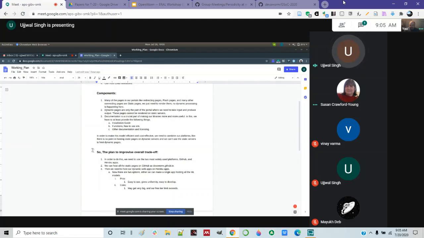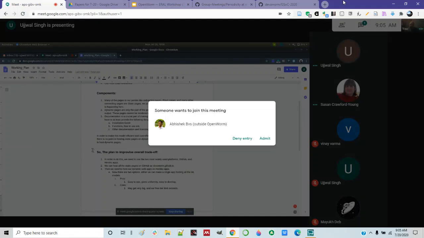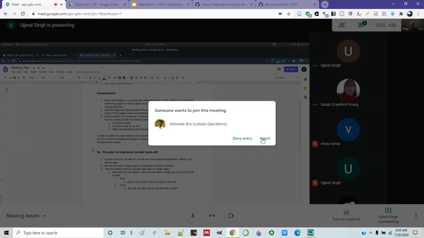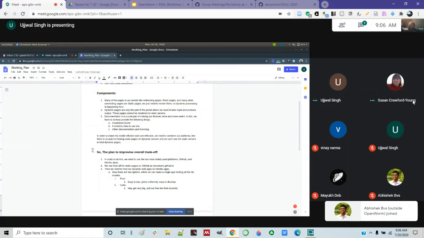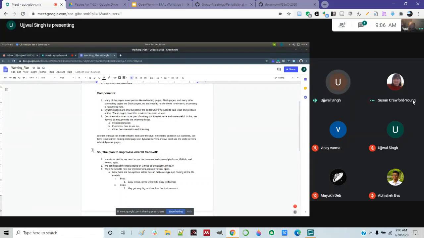So the plan to improve the overall trade-off, what I am considering, and here I need everyone's opinion, is to combine two platforms, GitHub and Heroku apps. We can host more and more static pages on GitHub, like on DevoWorm.github.io. That's already a repository, and you can host all your static pages there.